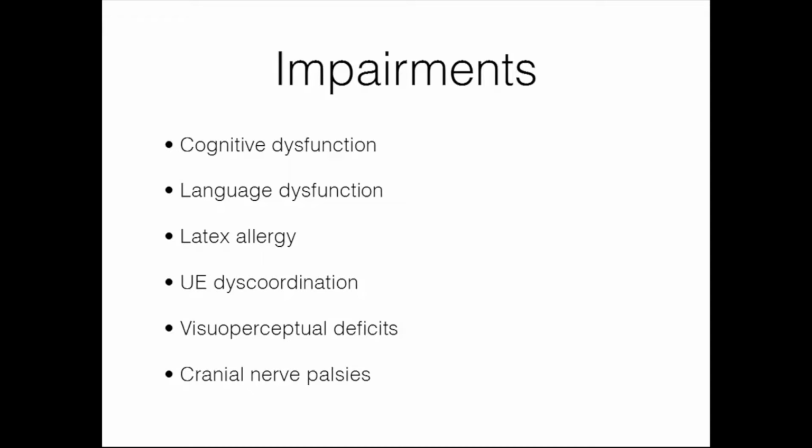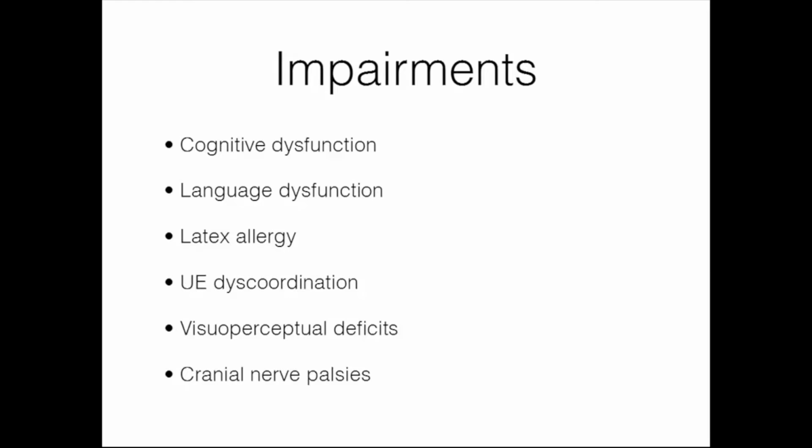Children with spina bifida can have a range of cognitive function from average or above average to low intelligence, and so we really see a range, but we do know that kids, particularly those with hydrocephalus, are at risk for cognitive dysfunction. Language dysfunction is also often seen in children with spina bifida. Latex allergy is a common finding, that children with spina bifida have greater risk of latex allergies than the general population.